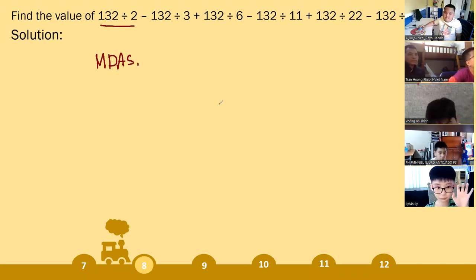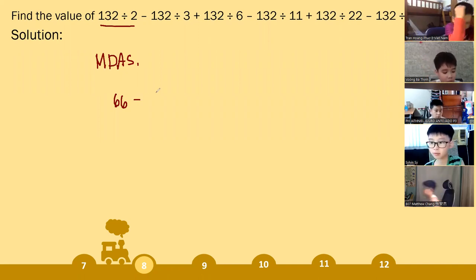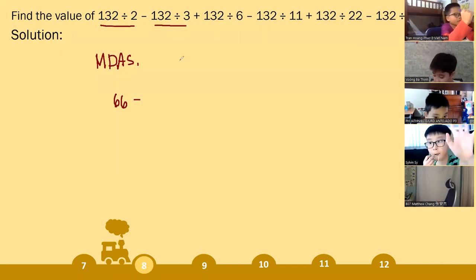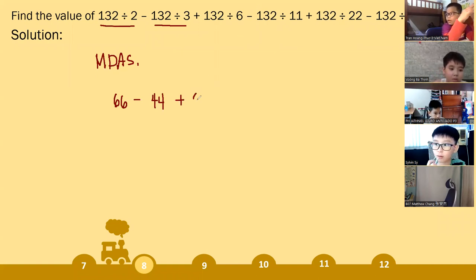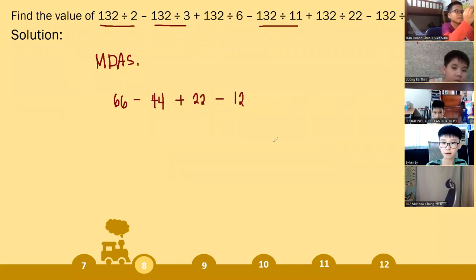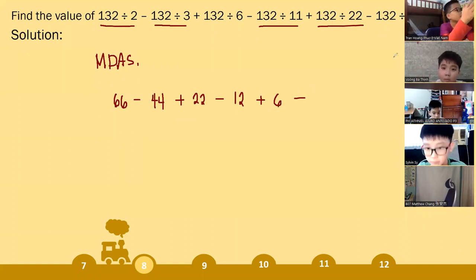What's 132 divided by 2? That is 66. 132 divided by 3? 44. 132 divided by 6? 22. 132 divided by 11? 12. 132 divided by 22? 6. 132 divided by 44? That is 3.